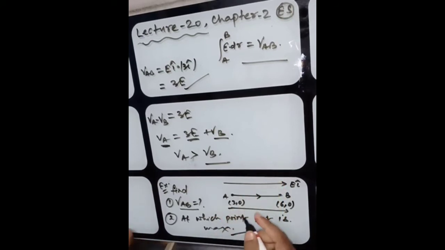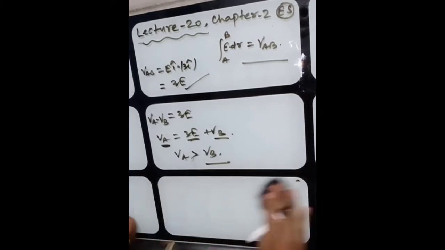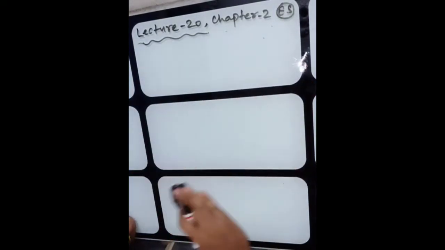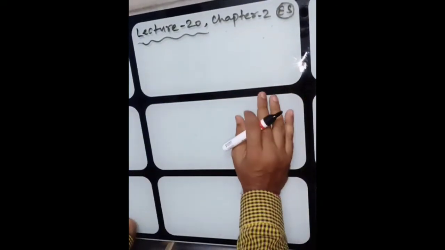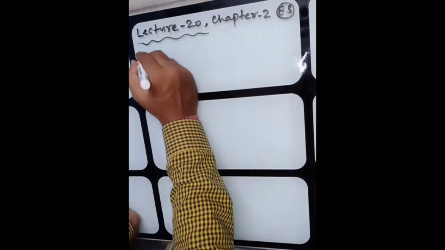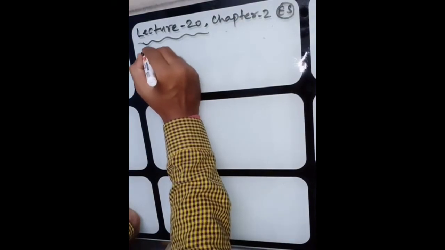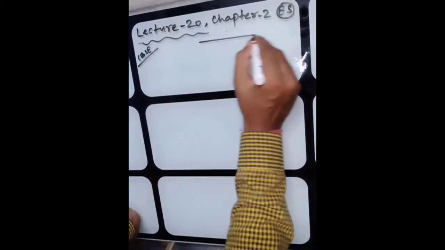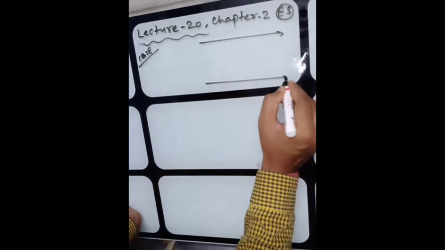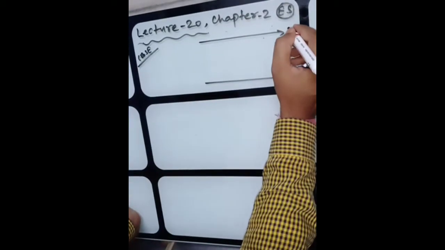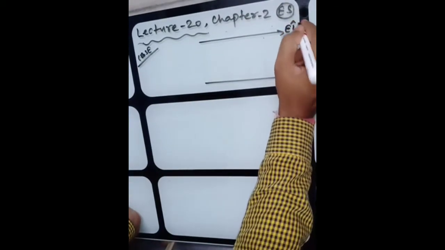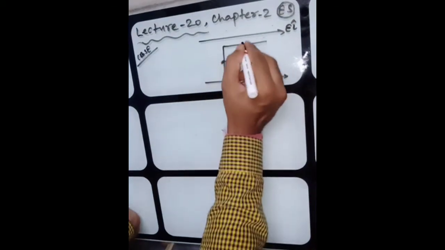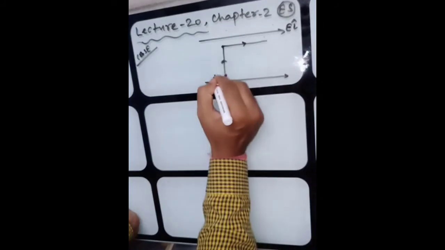Another question I'm giving you. Try to solve this question by yourself. It has been asked in the board examination, in CBSE. This is the field, again E i. Suppose there are three points A, B, C.